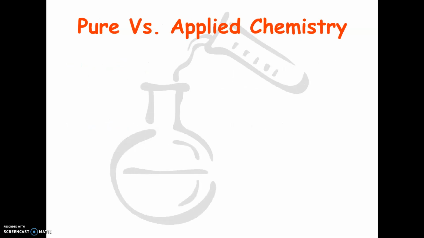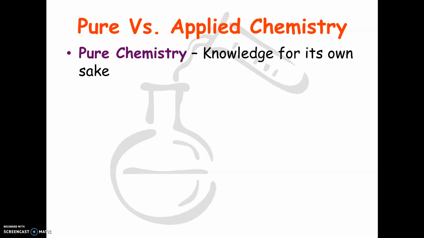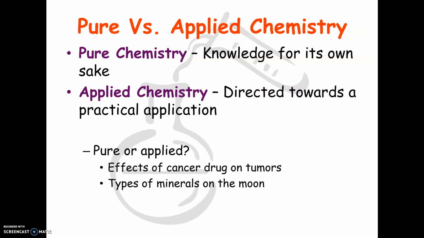And so chemistry is going to be the study of the structure of that, but also what kind of changes it goes through. We could subdivide chemistry, or any science really, into pure and applied. Pure chemistry would be knowledge for its own sake. It's not directed towards a specific goal, whereas applied chemistry would be directed towards a practical application.